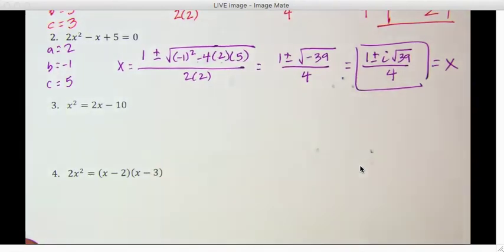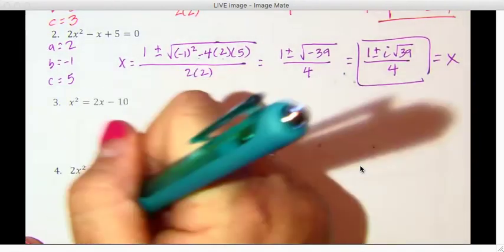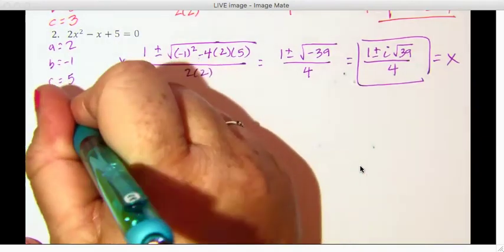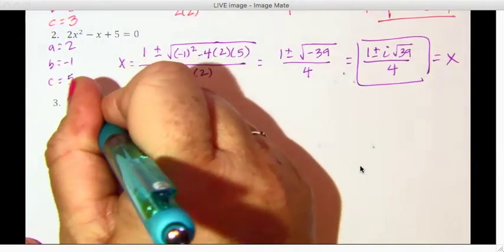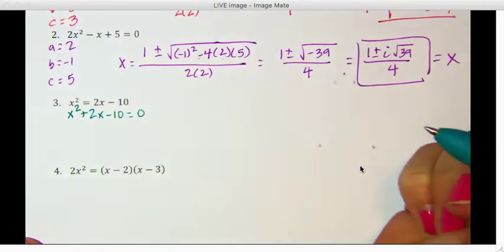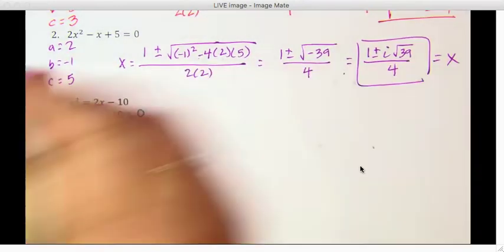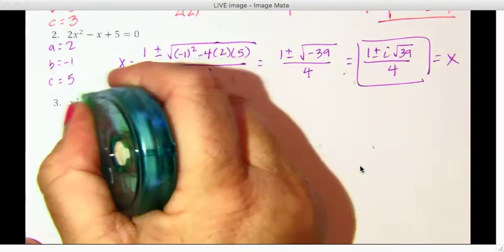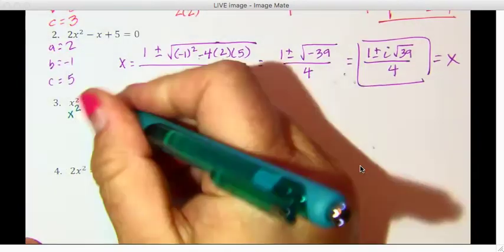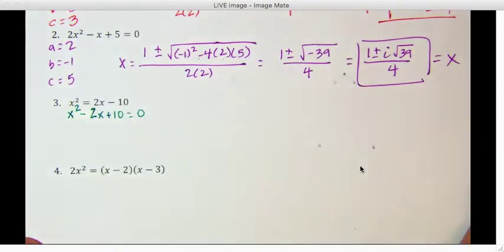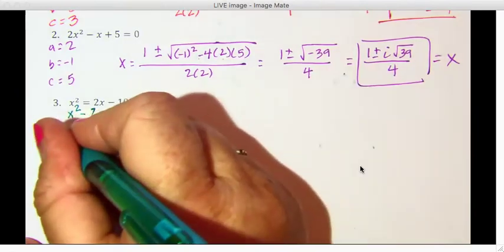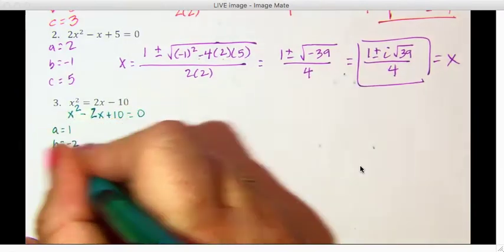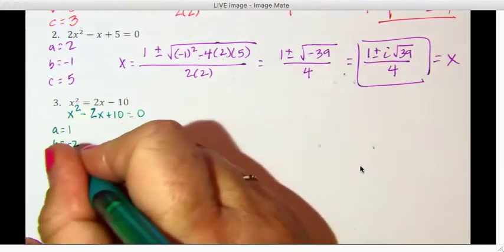For the next one, I need to get it set equal to 0, so I'm going to subtract 2x and add 10 to both sides, and I get x squared minus 2x plus 10 is equal to 0. Needed to subtract those over. And so my a value is 1, my b value is -2, and my c value is 10.